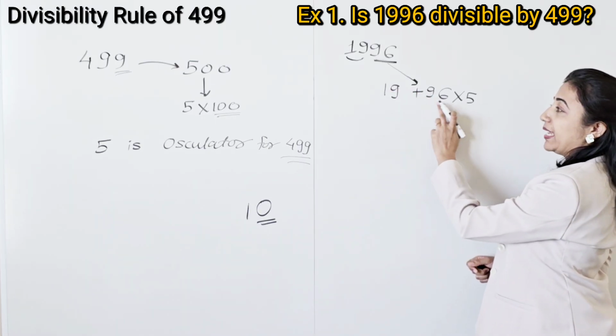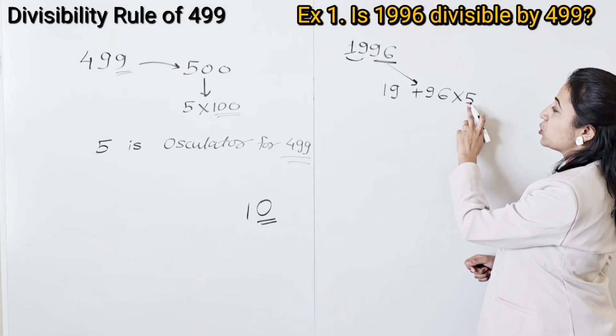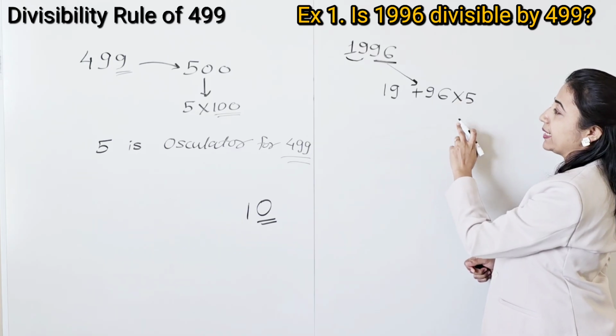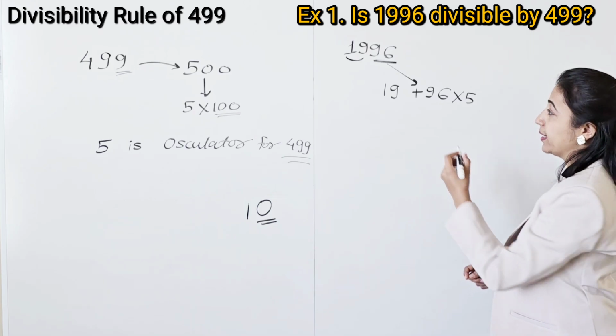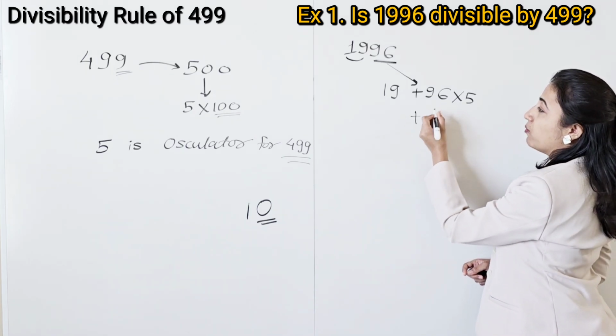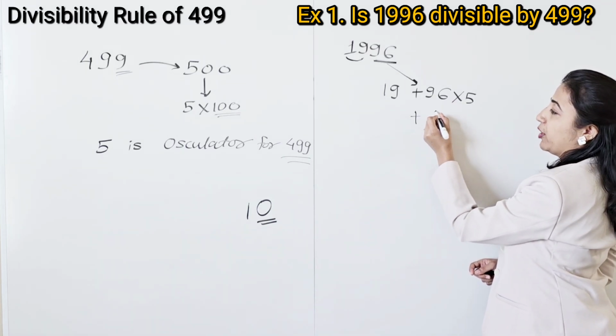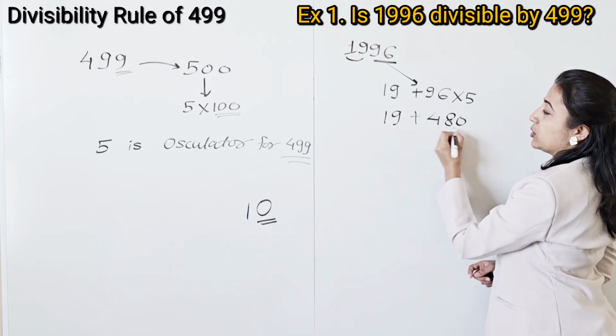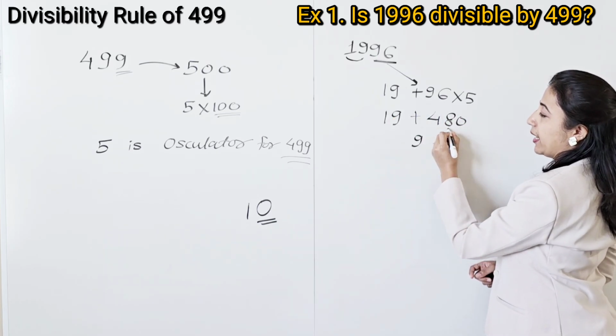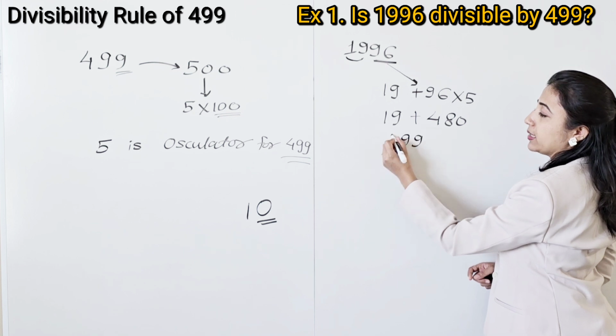Take the product of 96 multiplied by 5. So 5 into 6 is 30, carry 3. 5 into 9 is 45. 45 plus 3 is 48. So the product of 96 multiplied by 5 is 480, and we add 19. So 9 plus 0 is 9, 8 plus 1 is 9, and here it is a 4.